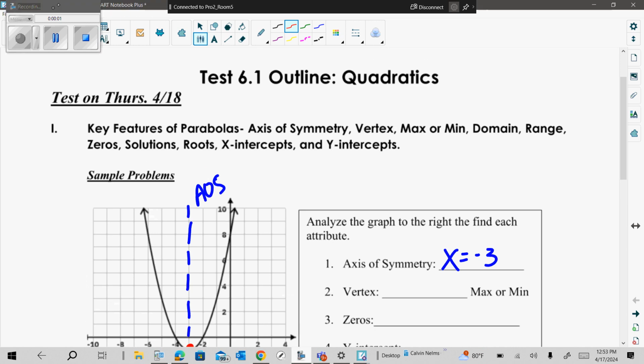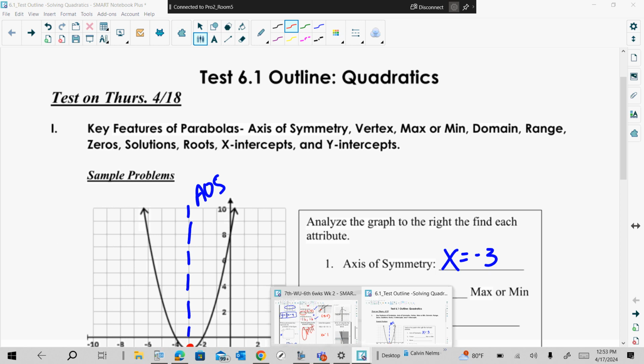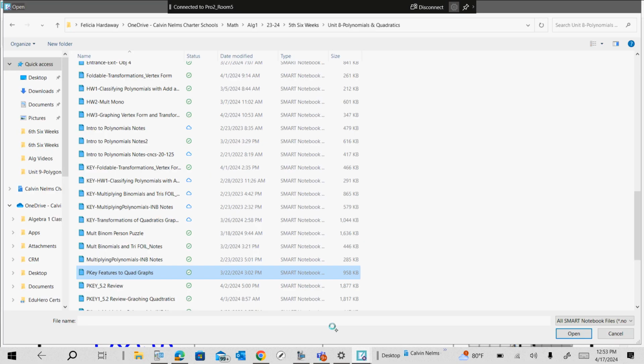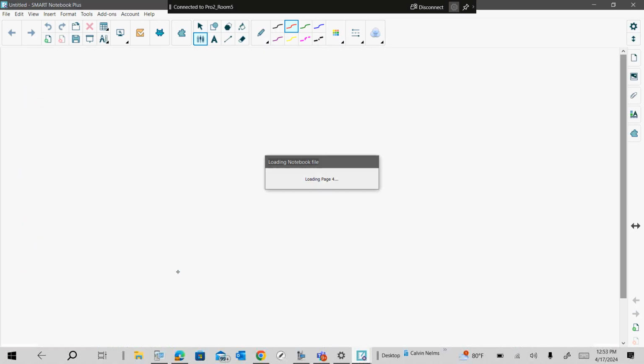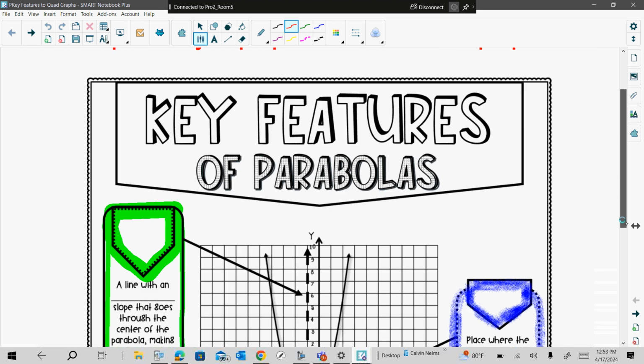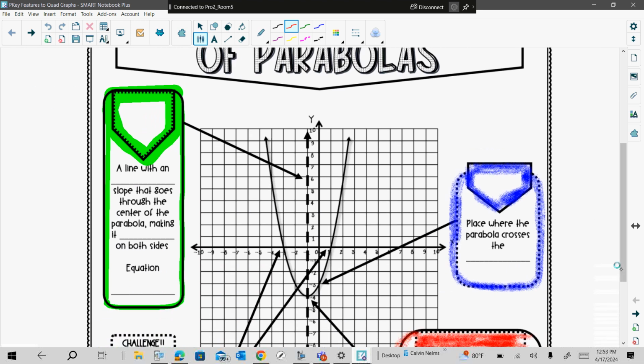I want you to check your understanding as we work independently, and then I'm going to tell you some things to help you study. So like this, knowing the key features of the parabola, or of a quadratic graph, this was on this paper here, these set of notes, okay?